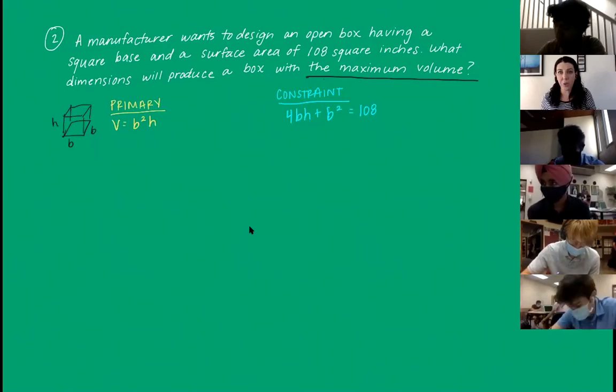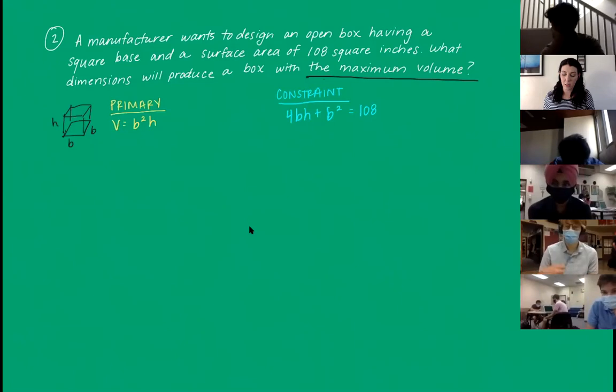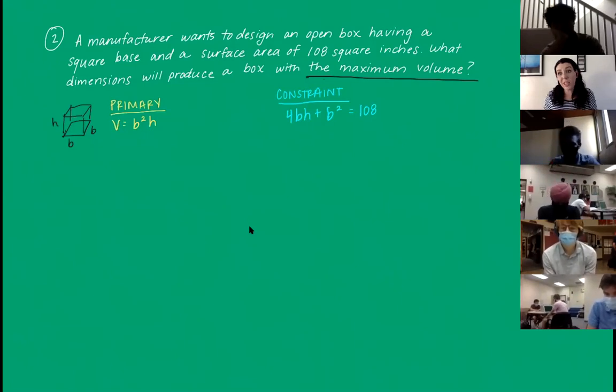Nathan Wise, how did you isolate a variable in your constraint? Could you just subtract, I'm not sure if this works, but could you just remove 4BH and then keep the B squared and plug that in? So no, because you still would have 2 variables, because you still would have a B and an H. The whole idea is to get rid of a variable.